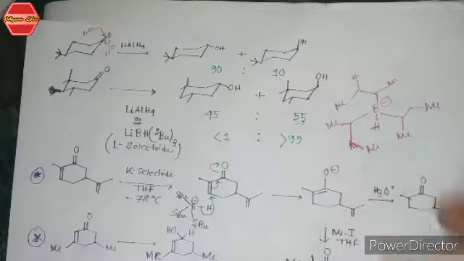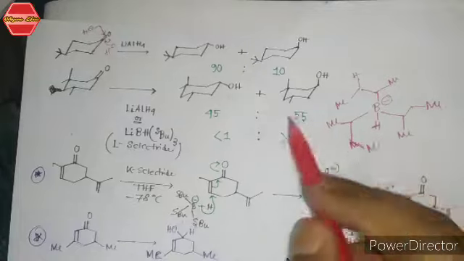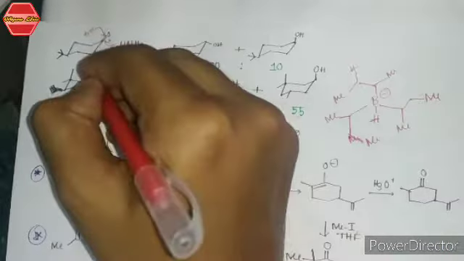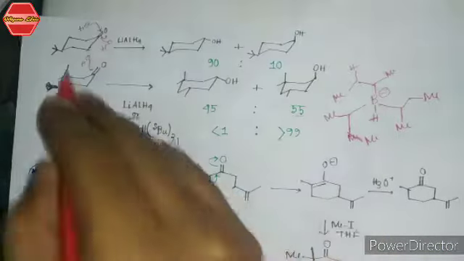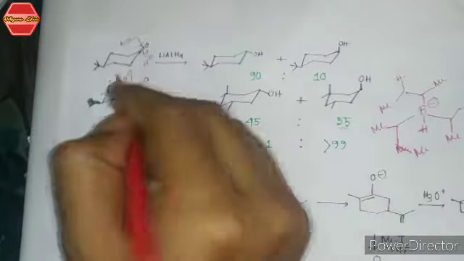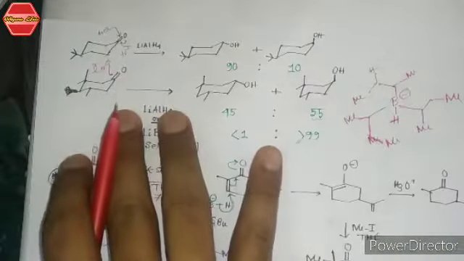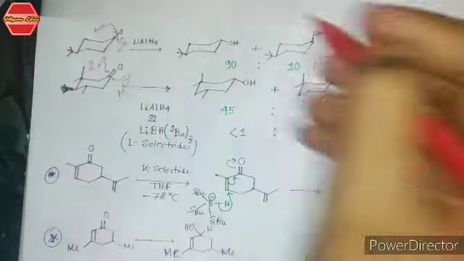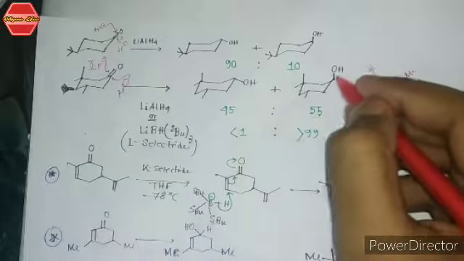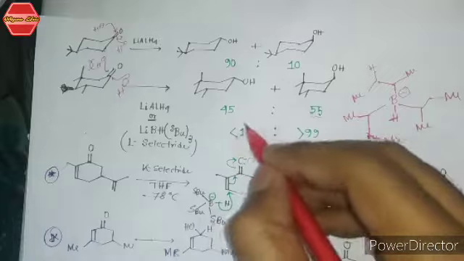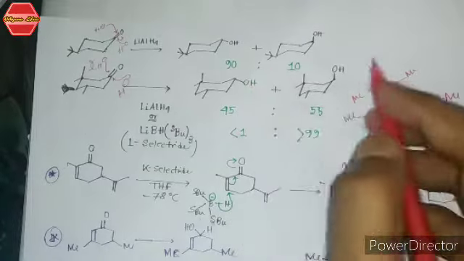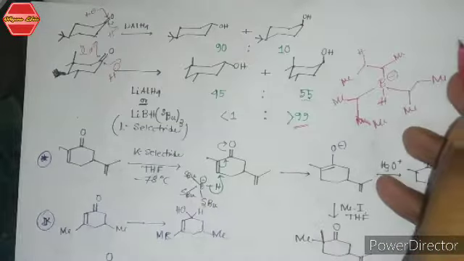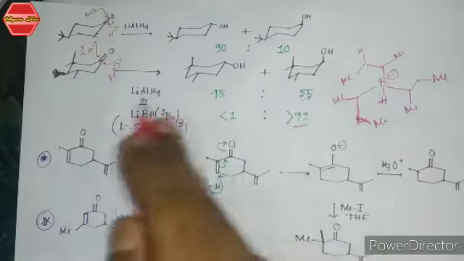So L-selectride, you see over here, is very much bulkier compared to lithium aluminum hydride. That is why this type of hydride donation is not possible, just because this methyl group is there, so a 1,3 diaxial interaction takes place. So the hydride is selectively donated from this side, and that is why 99% of the axial alcohol product is formed, and less than 1% product is formed as equatorial. So this is a much more favorable process to form this type of axial alcohol, and this reaction can be achieved by L-selectride.